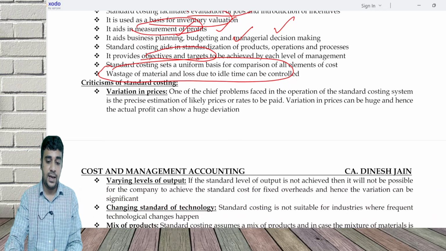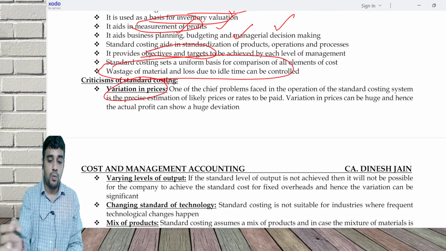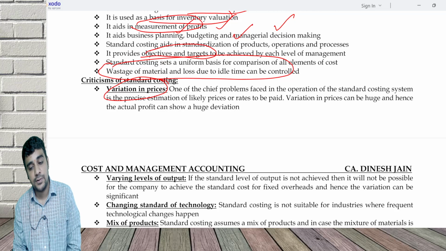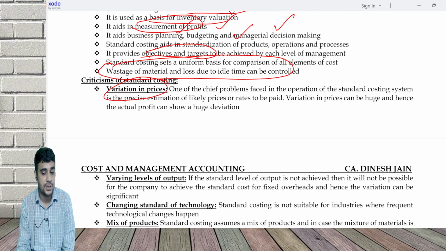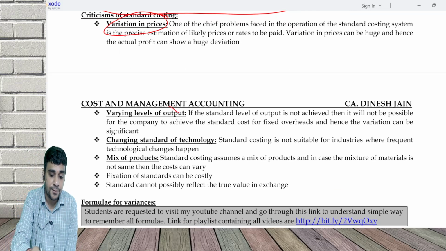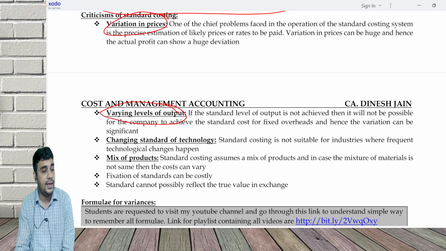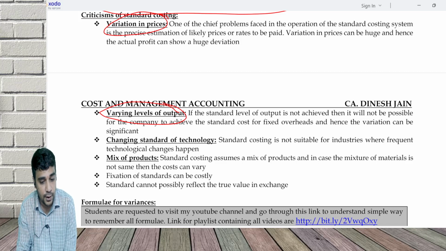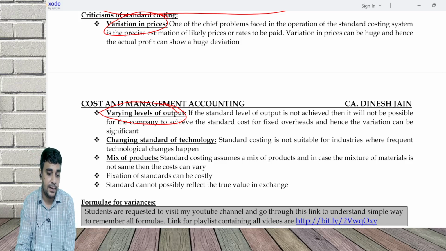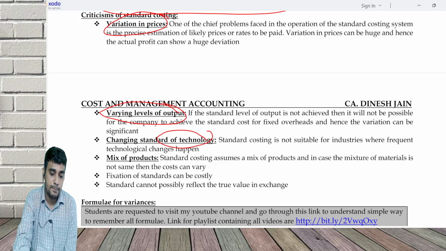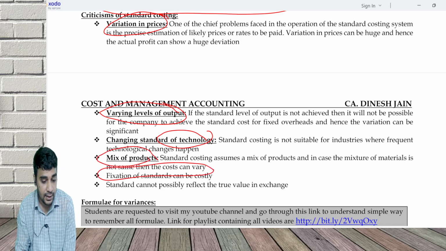So when there is a variation in prices, one of the chief problems faced in the operation of standard costing is the precise estimation of likely prices. Varying levels of output: if the standard level of output is not achieved, then it will not be possible to achieve the standard cost for fixed overheads. Hence the variation will be significant. Changing technology, mix of product, sometimes fixing the standard itself can be difficult.